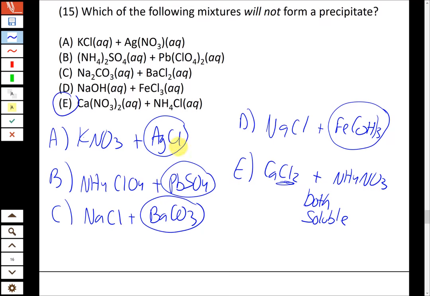So in every other case, one of those two products is going to be insoluble according to our solubility rules, which means it would precipitate out of the solution once we mix those two together. All right, so any questions on that?